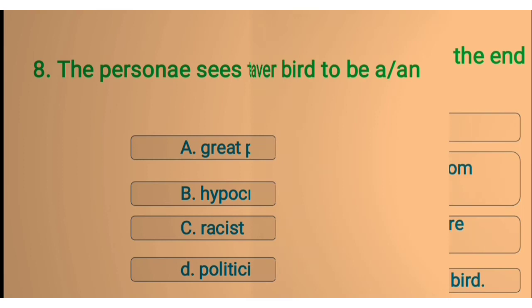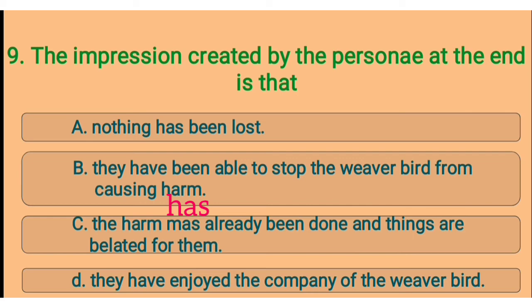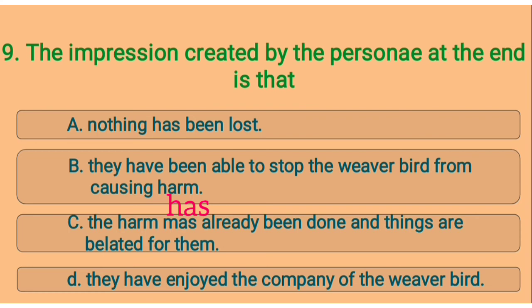Question 9. The impression created by the persona at the end is that A. nothing has been lost, B. they have been able to stop the weaver bird from causing harm, C. the harm has already been done and things are belated for them, D. they have enjoyed the company of the weaver bird. The correct answer to this question is C. the harm has already been done and things are belated for them.